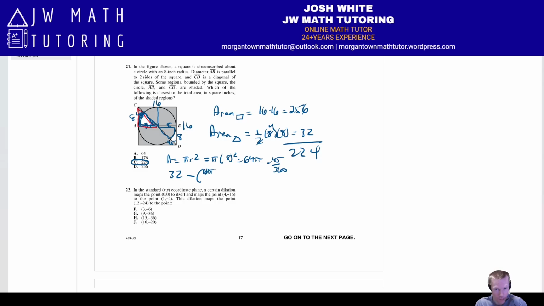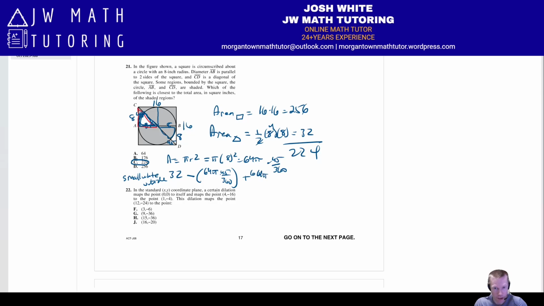64 pi times the 45 over 360. That's the area of the small white, outside part. And then you would just add that to the inside, the area of the sector, which you found.